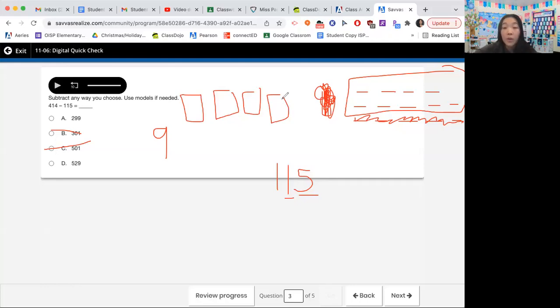So what do we need to do? Regroup. So we need to take away one of these hundreds and make tens. 1, 2, 3, 4, 5, 6, 7, 8, 9, 10. Perfect. Now I can take away 110. I'm going to take away this 10. So then how many tens do we have left?